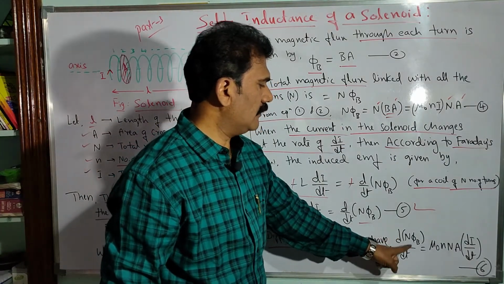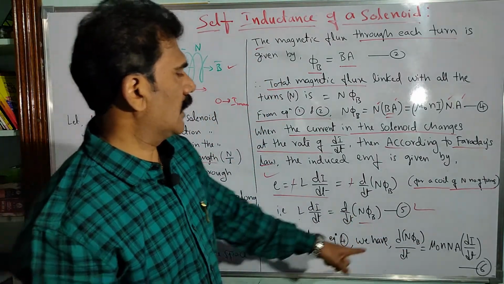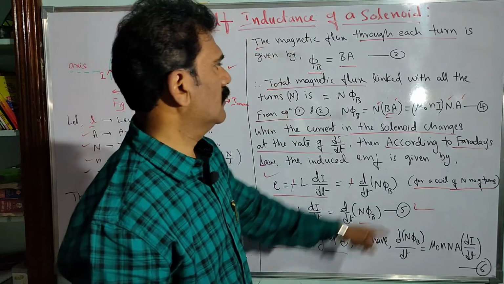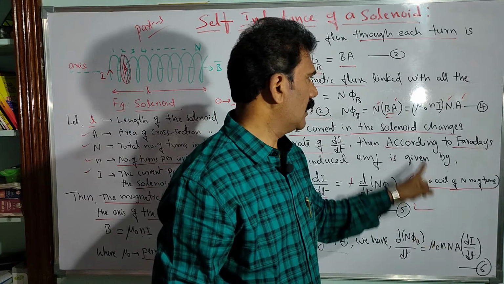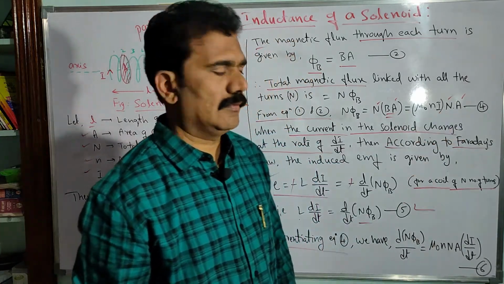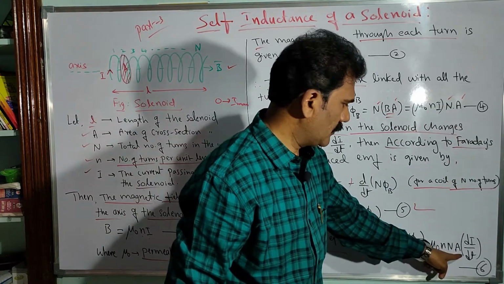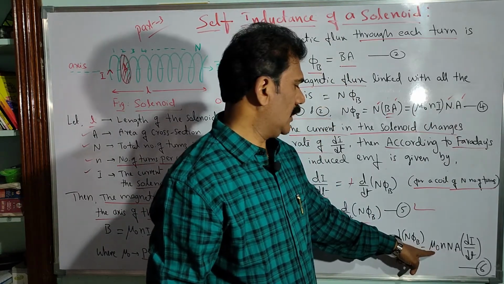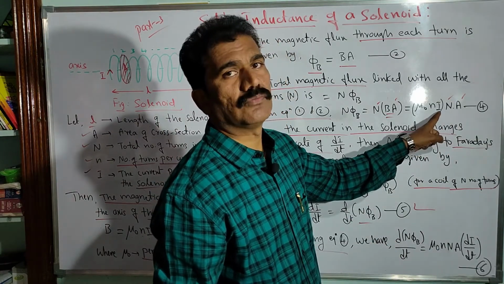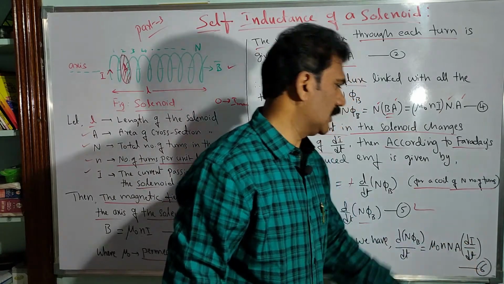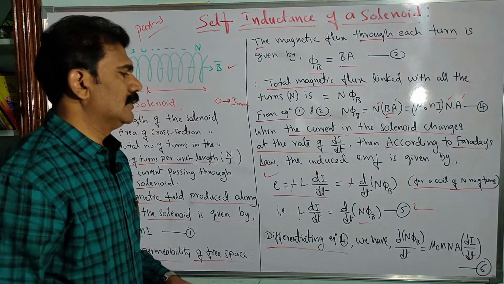So d by dt of N phi B is equal to, now write down the equation for N phi B. What is that N phi B equation? So mu naught n I, so N into A. Here in the entire equation the variable is current. So you consider mu naught small n, capital N, A outside this bracket. Apply the differentiation with respect to time only for the current present in equation 4. That is why I will write di by dt at the end. So that is equation 6, right?